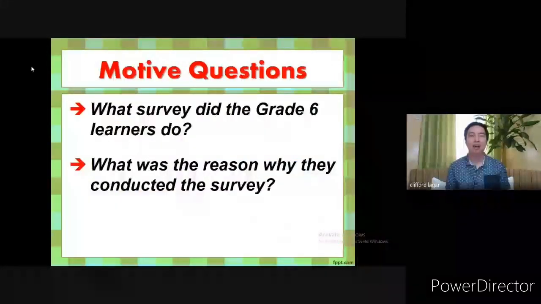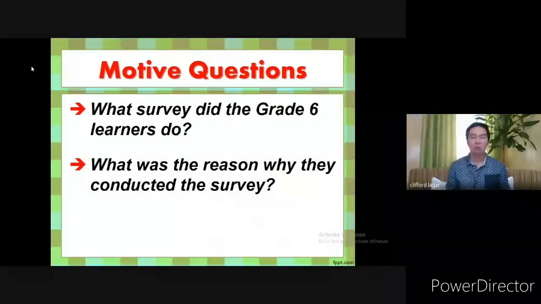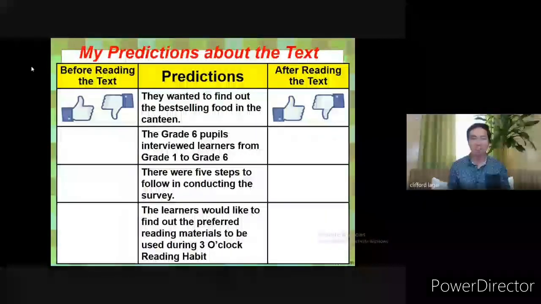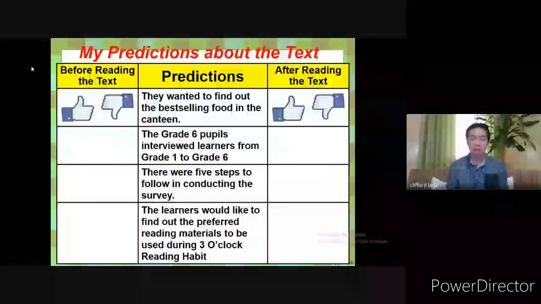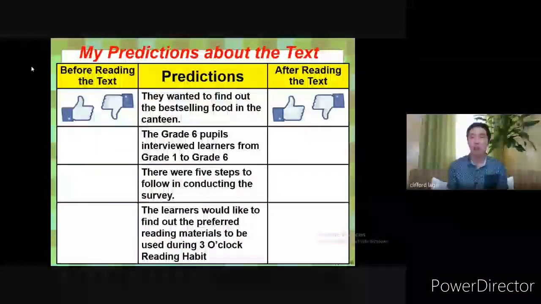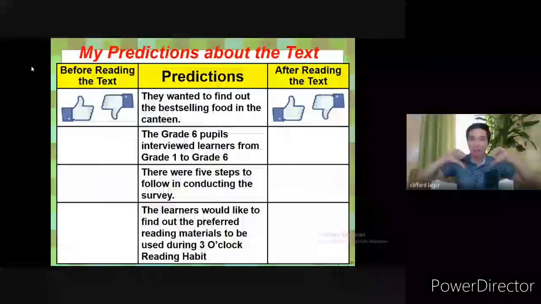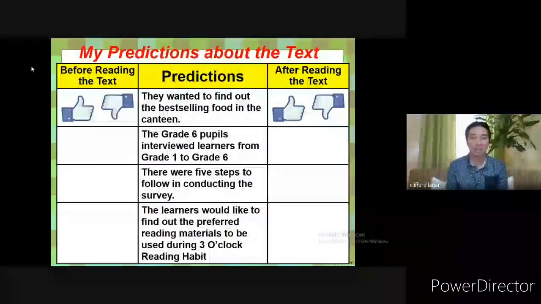Now, how about our motive questions? So what did the grade 6 learners do? Or what survey did the grade 6 learners do? And what was the reason why they conducted the survey? So let's try to answer these motive questions by making our predictions. If you think that the prediction is correct, thumbs up. But if you think that it is incorrect, thumbs down. Do you understand? Yes, sir.